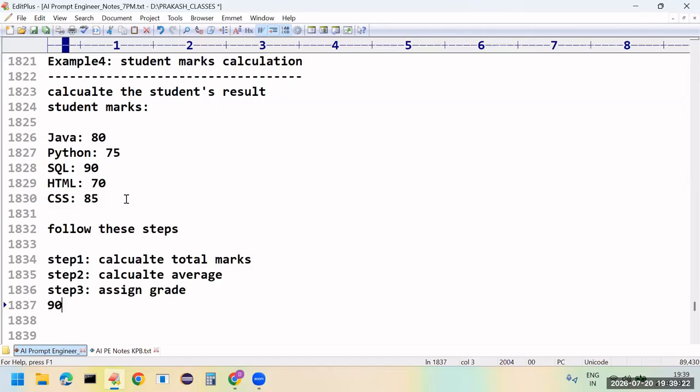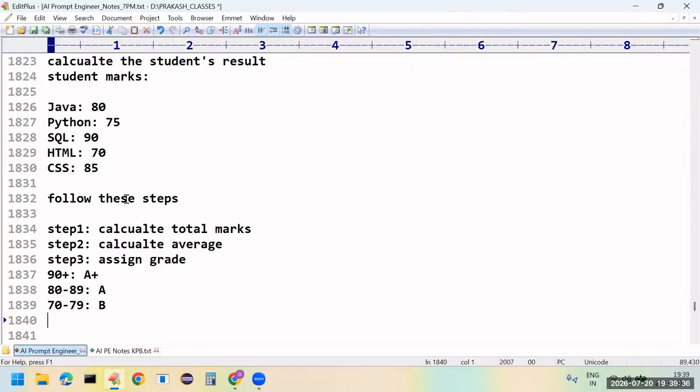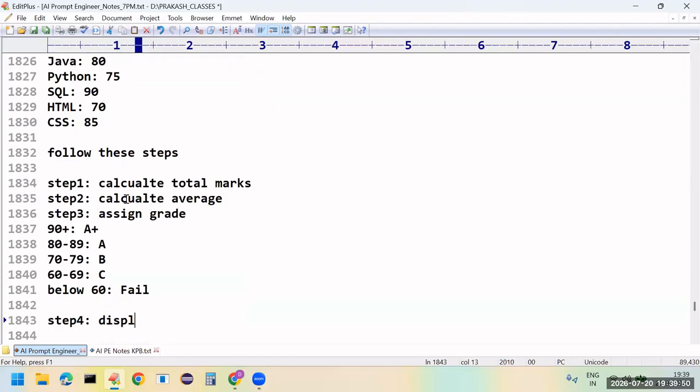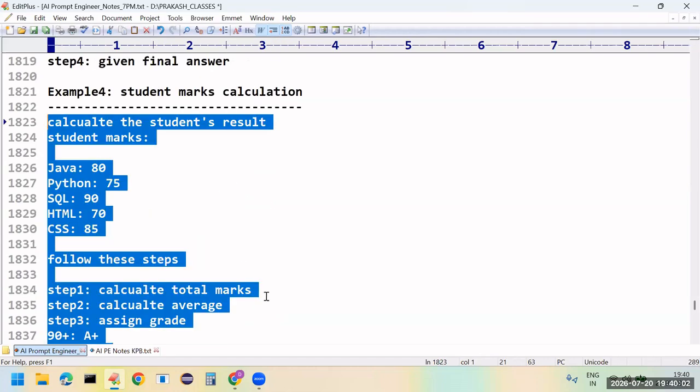If 90 plus marks, grade is A plus. If 80 to 89, then A. If 70 to 79, B. If 60 to 69, C. Below 60, fail. Now step 4, display the final result. These are the reasoning steps. In which steps you need the answer, I provided. Now let's see, friends.